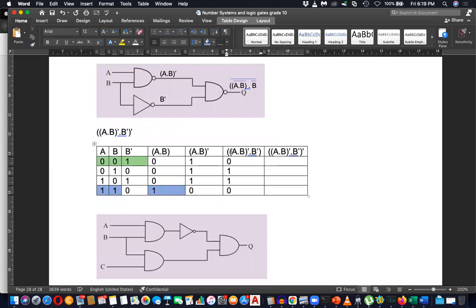Okay. So if you AND this one and this one, if both are one, this is one. If both are one, this is one. Both are one, this is one. So the inverse of that will be 0, 1, 0. How many of you got this answer? 0, 1, 0.